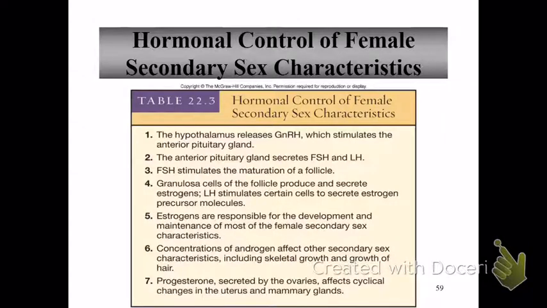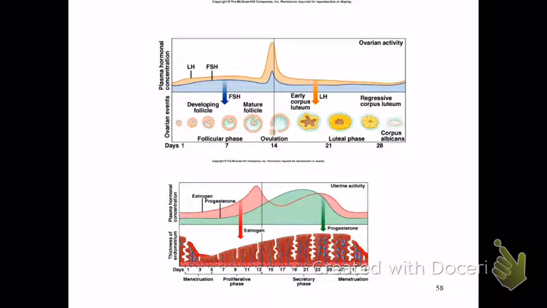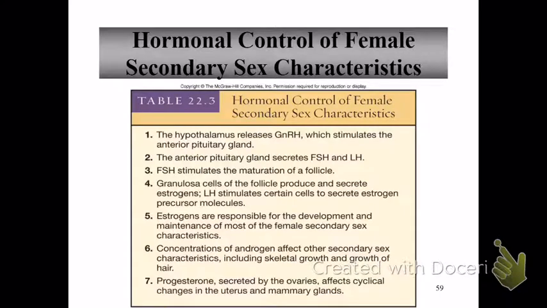FSH and LH are inhibited during pregnancy. They're not made. However, look back at this picture, you'll see the progesterone. See how it's up high? If you're pregnant, it never drops. Progesterone stays high the whole time you're pregnant. So the estrogen and progesterone stay pretty high, but the FSH and LH are not released during pregnancy.